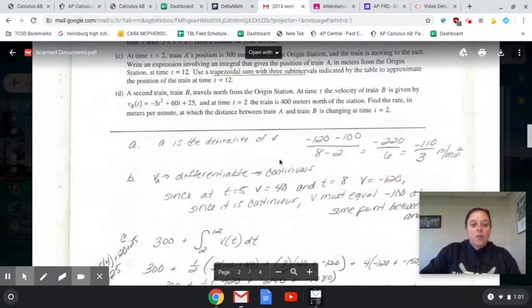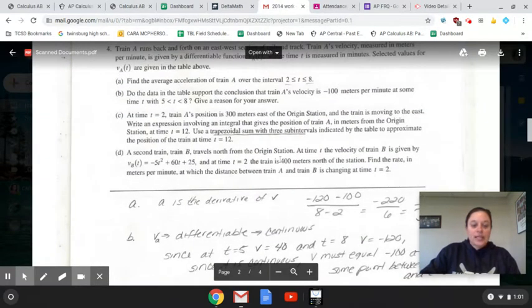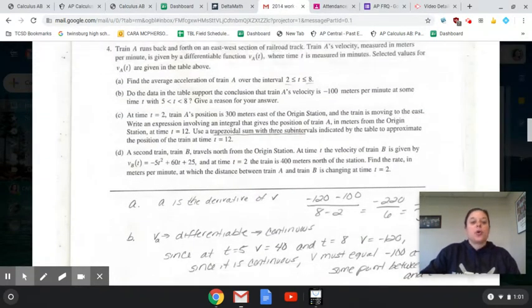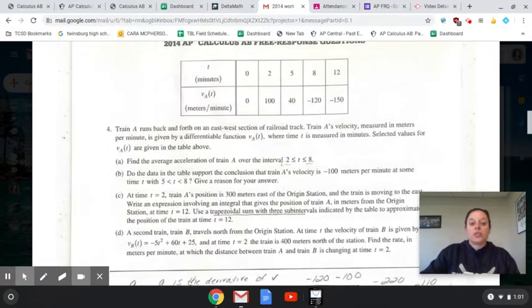Part B wanted to know, is the data enough to know that at some point the train's velocity would be negative 100 between 5 and 8. So the key here is that it's a continuous function. If they tell you something's differentiable, that automatically means it's also continuous, then it can't miss a point. Every point in between, like point A and point B, it has to hit. It's actually called the intermediate value theorem, which I very rarely reference by name. I talk more about the idea.